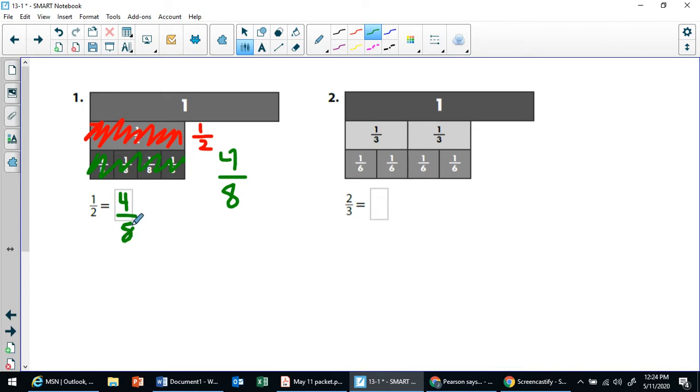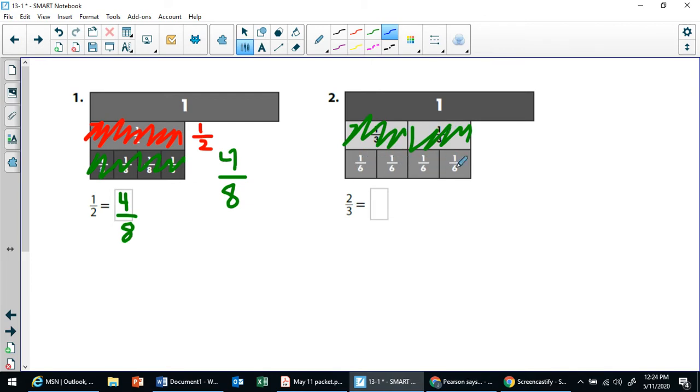Let's do another one. Here is another fraction strip model. They want to know 2/3. I can take these and shade in 1/3 plus 1/3, and that gives me 2/3. What is equivalent to 2/3? Well, like I said in number 1, it's not going to be a whole. That's much larger.